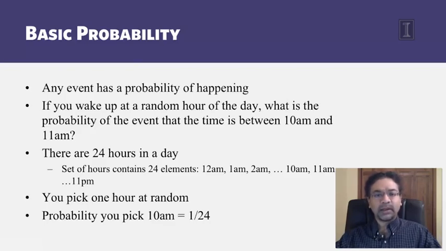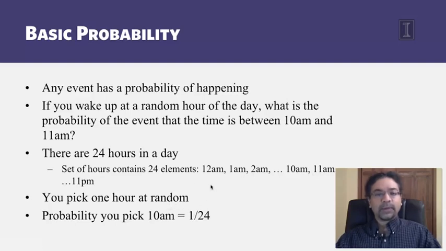Well, there are 24 hours in a day, so you have a set that consists of 24 elements, one for each hour: 12 a.m., 1 a.m., 2 a.m., all the way till 10 a.m., 11 a.m., 11 p.m. When I say an element like 1 a.m., I mean the hour between 1 a.m. and 1:59 a.m. Similarly, 10 a.m. means 10 a.m. to 10:59 a.m.